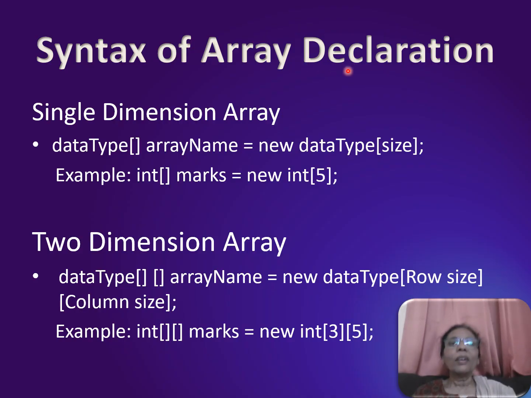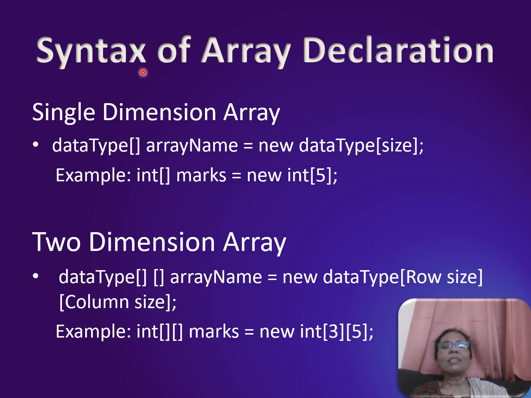Syntax of array declaration. There is a rule of writing this array, and the rule for a single dimension array is: data type, a pair of square brackets, name of the array is equal to new data type and the array size. For example, int square brackets marks, this indicates a collection of marks, or a set of marks, as an array. So int[] marks = new int[5]. So it is allocating 5 memory spaces to store marks.